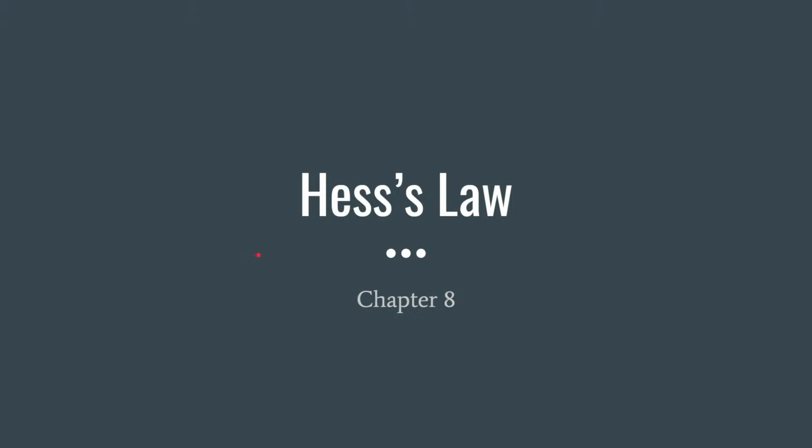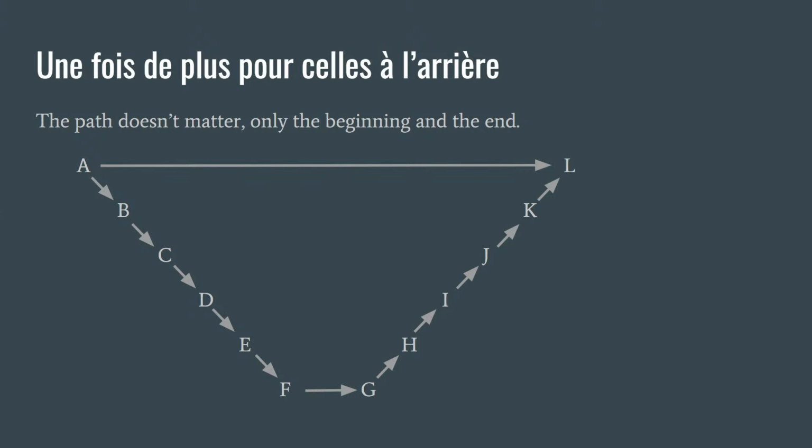So, Hess's law. Remember, once more for the people in the back, the path doesn't matter, only the beginning and the end, because we're dealing with a state function. So, say we have some reaction. Our reactants over here, our products over here. We want to measure the change in enthalpy. But for some reason, that reaction is not conducive to measuring that particular change in enthalpy.